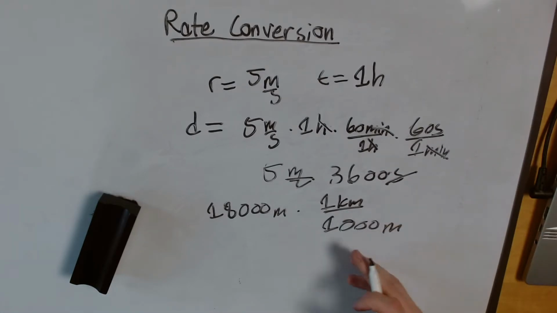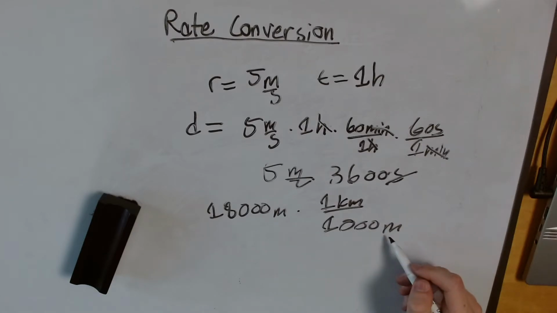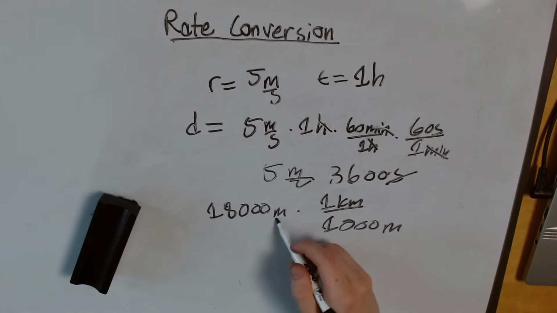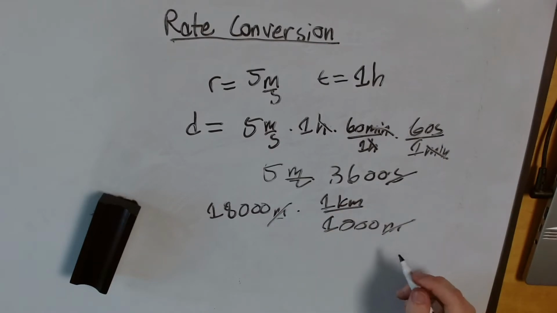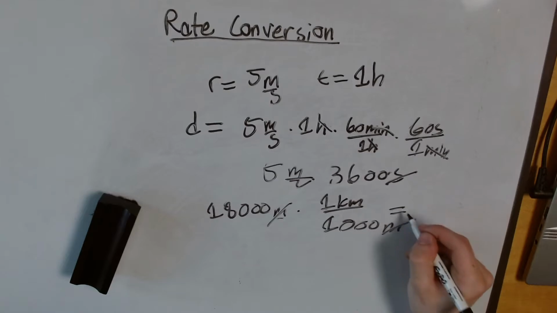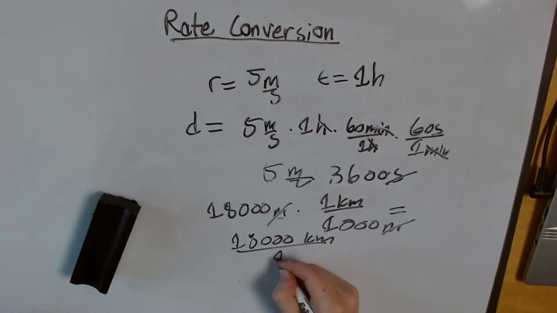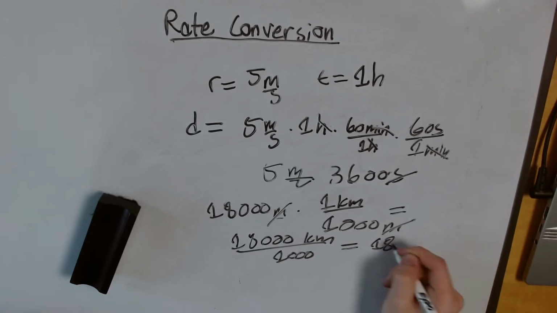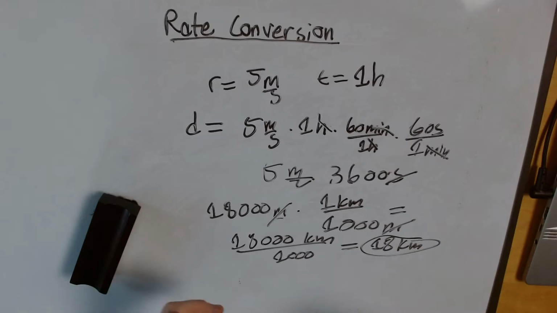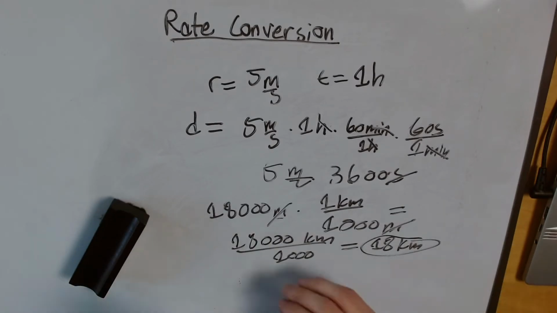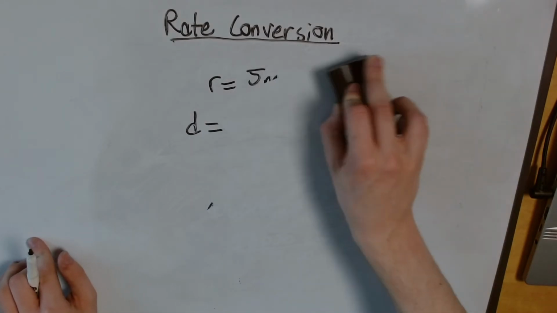And since these are equivalent, I'm really just multiplying it by 1. I can multiply it by 1 without worrying about changing its value, because anything times 1 is itself. I have meters in the denominator here, and meters in the numerator here, so I can cancel them out. Then I have 18,000 kilometers over 1,000, which is 18 kilometers. I've used these fractional rates, what we call rate conversion, to turn meters into kilometers and meters per second and hours into nice convenient units that can make our process a lot easier.